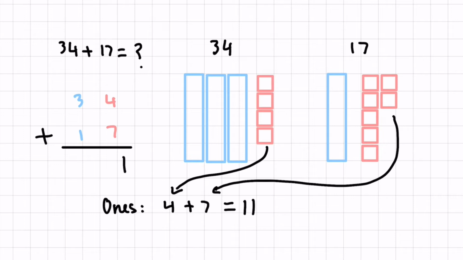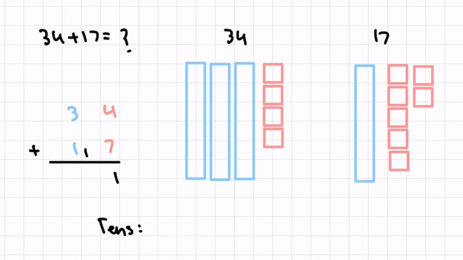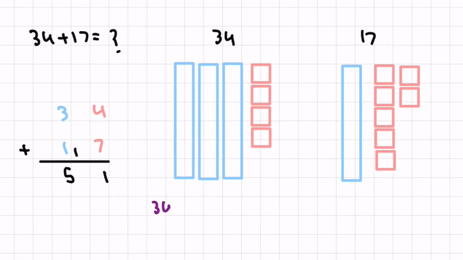Now we have to take the 1 from 11 and put it in the ones place, and then put a little 1 next to the tens place to remind us that there's an extra 1 that has to be added. Now for tens, we can take the 3 from 34 and add it with 1 from 17. This leaves us with 4, but let's not forget about the extra 10. We can add that, and 4 plus 1 is 5. We can write 5 down. 34 plus 17 is 51.